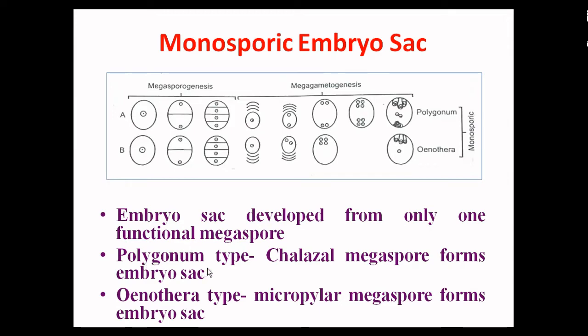Here we can see that the megaspore mother cell undergoes meiosis to produce the 4 megaspores, out of which 3 degenerate and 1 remains functional. The nucleus of the functional megaspore undergoes mitosis to produce the embryo sac having 7 cells and 8 nuclei. Now there are two types of monosporic embryo sac, Polygonum type and Oenothera type. In Polygonum type, the chalazal megaspore forms the embryo sac, while in Oenothera type, the micropylar megaspore forms the embryo sac.